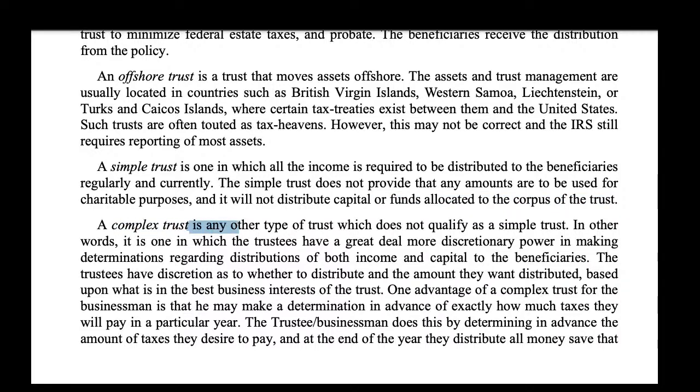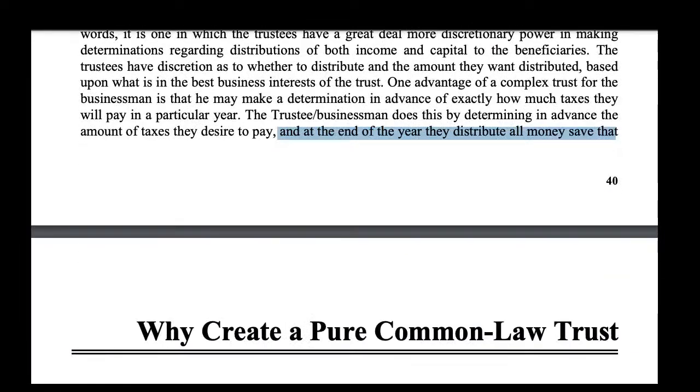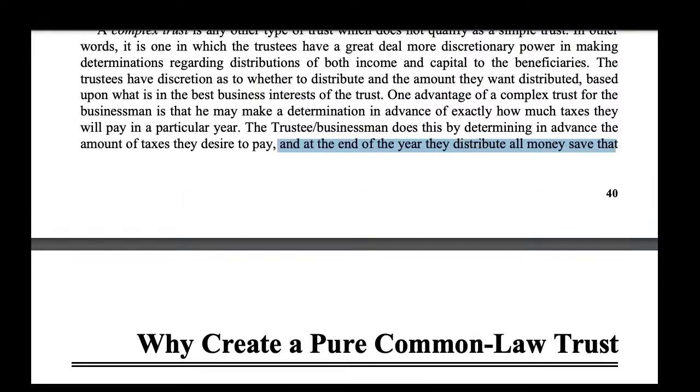So trustees have a great deal more discretionary power in making determinations regarding distributions of both income and capital to beneficiaries. The trustees have discretion as to whether to distribute the amount they want distributed based upon what is in the best interest of the trust. One advantage of a complex trust for the businessman is that he may make a determination in advance of exactly how much taxes they will pay in a particular year. The trustee businessman does this by determining in advance the amount of taxes they desire to pay. Oh, nice. And at the end of the year, they distribute all money, save that.